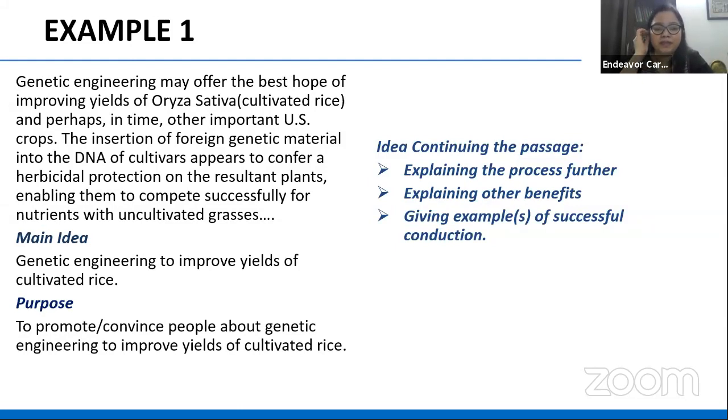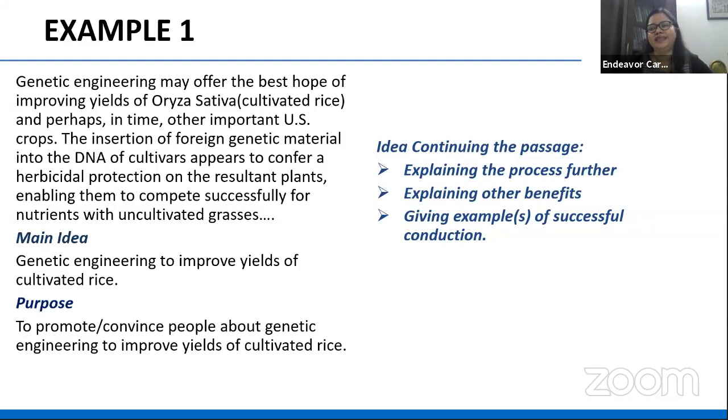And if this is his purpose, he will do his best to take this purpose ahead. Of these three things, what is it that best takes his purpose ahead? Particularly when you understand that in the first line the author says genetic engineering may offer the best hope of improving yields. Something that has not been tried and tested may offer the best hope. He thinks it's the best hope, but it 'may' offer. What is the suggestion there? Maybe it's not very tried and tested. But I want you to use this because I think it is the best hope.